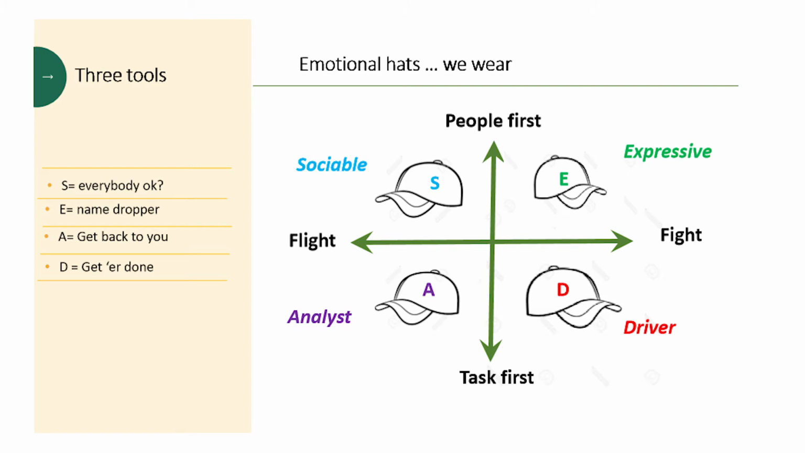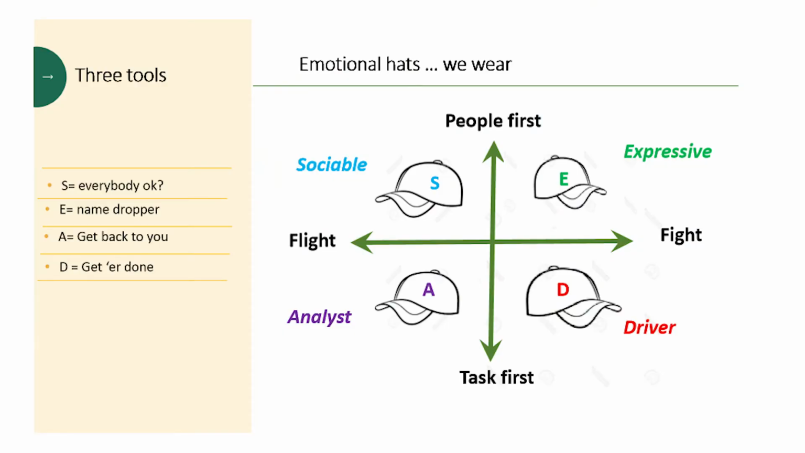Then if we go to the top left, the cap facing backwards with an S on it, that's our sociable hat. That's where we want to move away from this problem, but we are very people-focused. So that's our sociable hat. That's where we want to make sure everybody's okay, everybody's feelings are taken into account, and we don't want to move forward until everybody is feeling safe and secure about the situation.